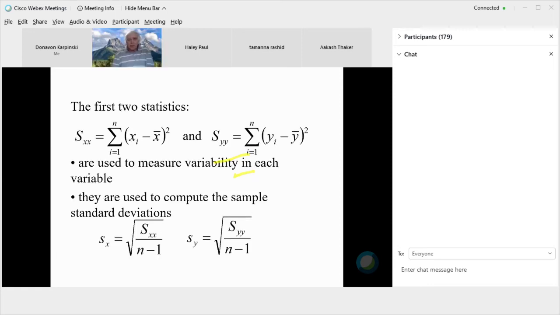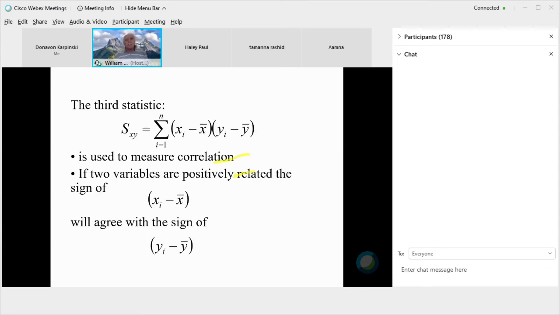So the first two statistics are used to measure variability in each variable separately. If I divide them by n minus 1 and take the square root, I get the sample standard deviations. The third statistic is to measure correlation.